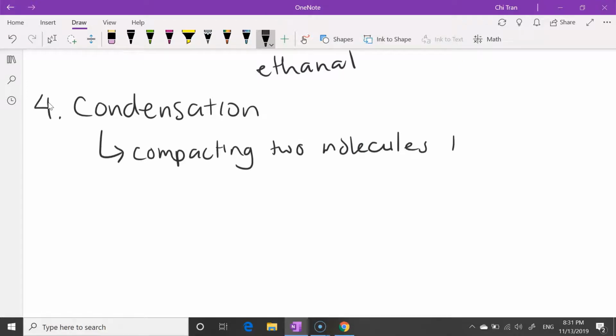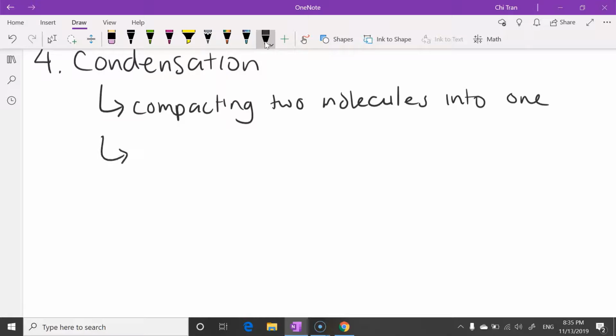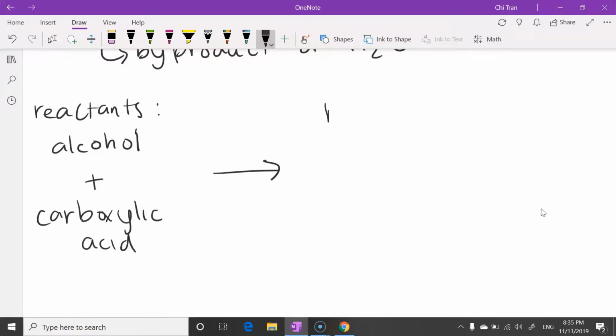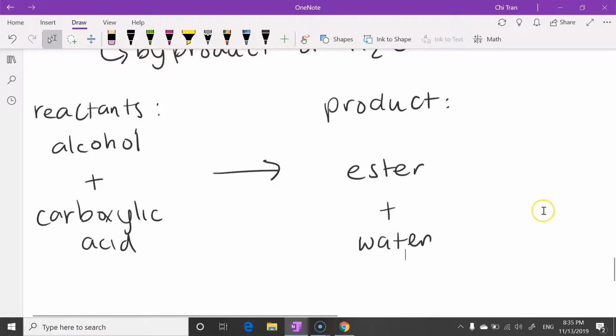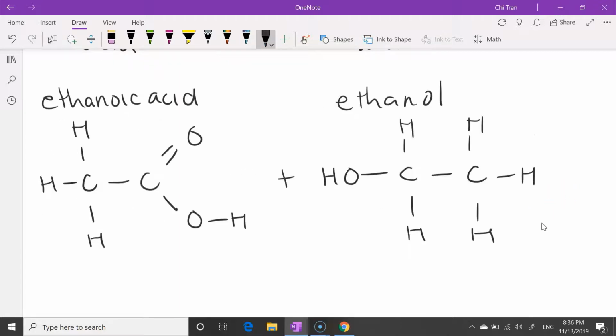Lastly is the condensation reaction. And so the word condense also means to compact, and so it's like a compacting of 2 molecules into one. And because of that, it will also produce a byproduct of water. The reactants will require 2 molecules, so an alcohol and a carboxylic acid, to produce the product of ester and water. So here we have an ethanoic acid and ethanol, and I just flipped ethanol around for better visualization.